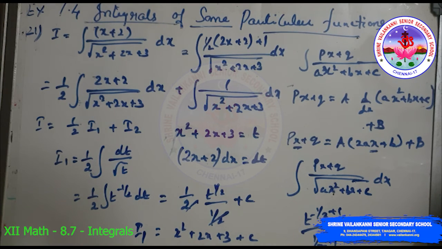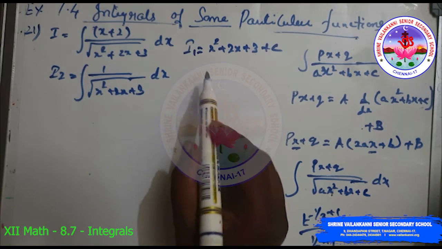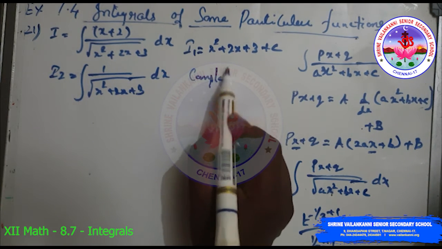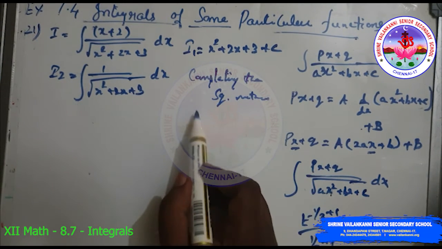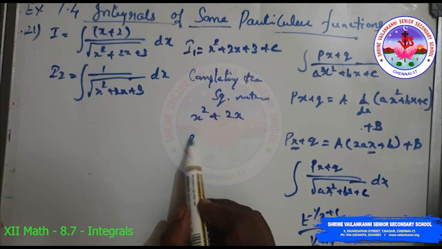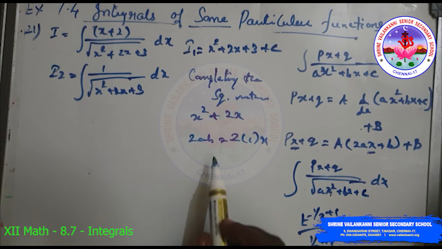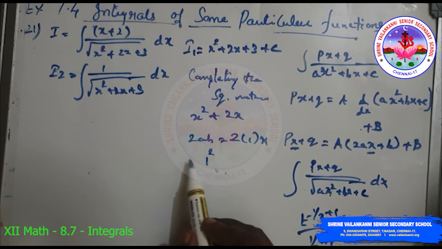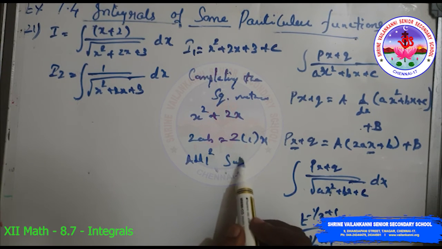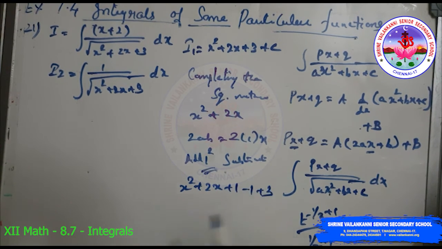Now we have to find I2. So I2 is the integral of 1 by root of x square plus 2x plus 3 into dx. So using the completing the square method, x square plus 2x, that is 2ab is 2 into 1 into x, a is x and b is 1. So we have to add and subtract 1 square. So we get x square plus 2x plus 1 minus 1 plus 3.